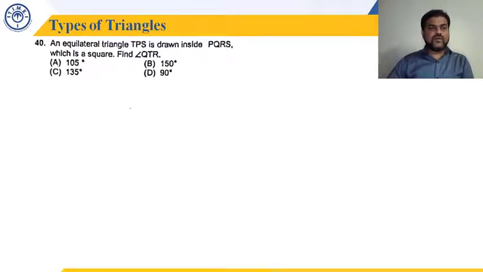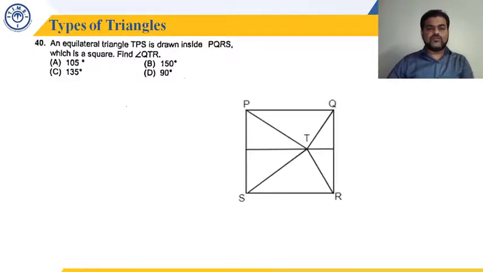Here we have an equilateral triangle TPS and it is drawn inside PQRS, which is a square. So PQRS is a square. Inside that we have to draw an equilateral triangle TPS. And then we have to find angle QTR. Let's draw the figure first. This is how the figure will look.